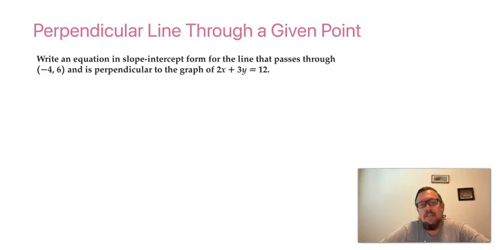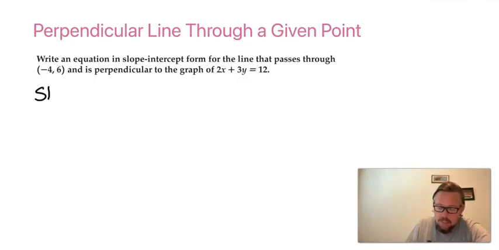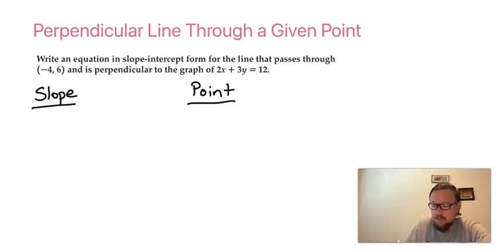So I said in the very first video of this section that in order to write an equation, even for a parallel and perpendicular line, there are only two things that we need. We need to know the slope and we need to know a point. This is true really not just of parallel and perpendicular, but of any equation, slope and a point. This problem gives us a point. It says our line passes through -4, 6.